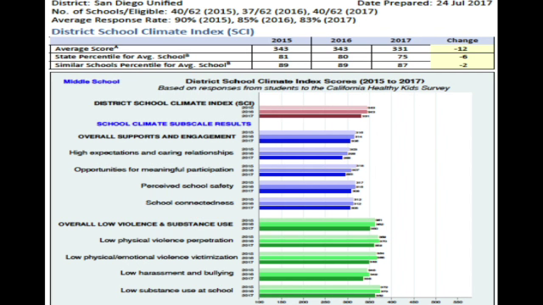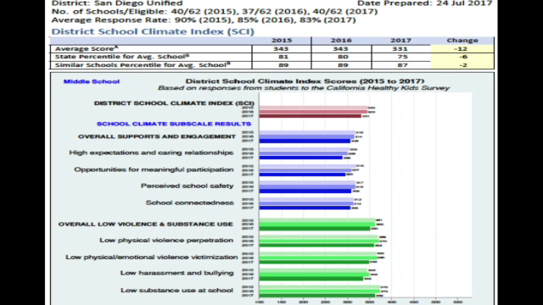So here's the district school climate report card for middle school. This is what it looks like. If you look at the top here, San Diego Unified, number of schools: 40 schools participated out of 62 in 2015. And it looks like we went down in 2016 and back up in 2017. And the average response rate a couple years ago was 90%, and it's slowly decreased. So we're really pushing to get that back up.